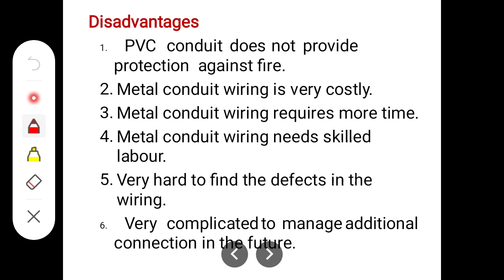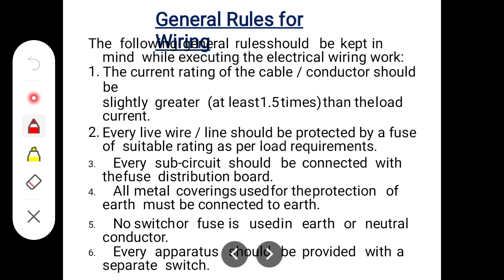So here are the disadvantages. PVC does not provide protection against fire. Metal conduits are very costly, and wiring requires more time. Metal conduits require skilled labor, and defective iron is hard to fix. It is very complicated to manage additional connections. Okay, that is it. So these are the general rules for wiring.